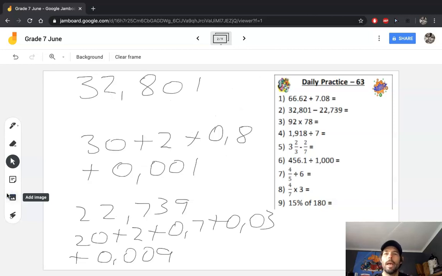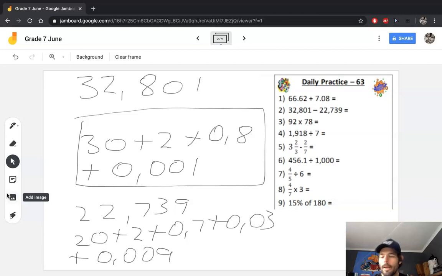You should get to the exact same answer. Now for the subtraction, I've already expanded the numbers for you. I've taken the 32 and I've just written it in expanded notation. So 30 plus 2 plus 0,8, which is 8 tenths, plus 0,001, and that 1 over there is 1 over 1,000, so 1 thousandth. And then 22,739, I've just written in expanded notation as a recap for you, and that's 20 plus 2 plus 0,7 plus 0,03, and then the 9 thousandths is 0,009. So there again, just a little recap for you of how we compose and decompose the numbers.